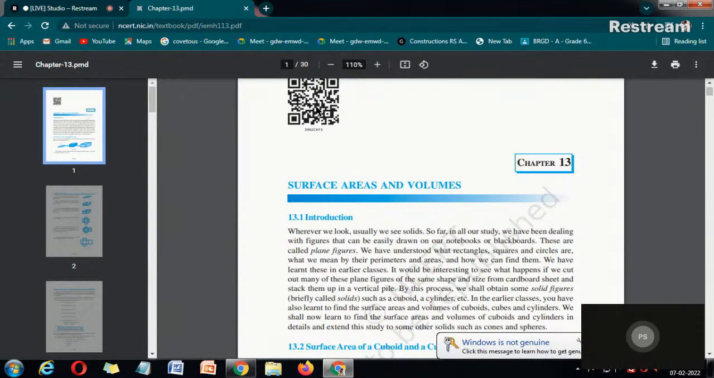Generally, rectangle, square, and circle, we know everything about this. If I want to draw a square on my book, I'm only drawing one of its surfaces. I'm always able to see only one surface. But when we are able to see all the surfaces, which are the six sides of a cuboid or cube, this is called a solid figure. So that is what they are saying from the first introduction.